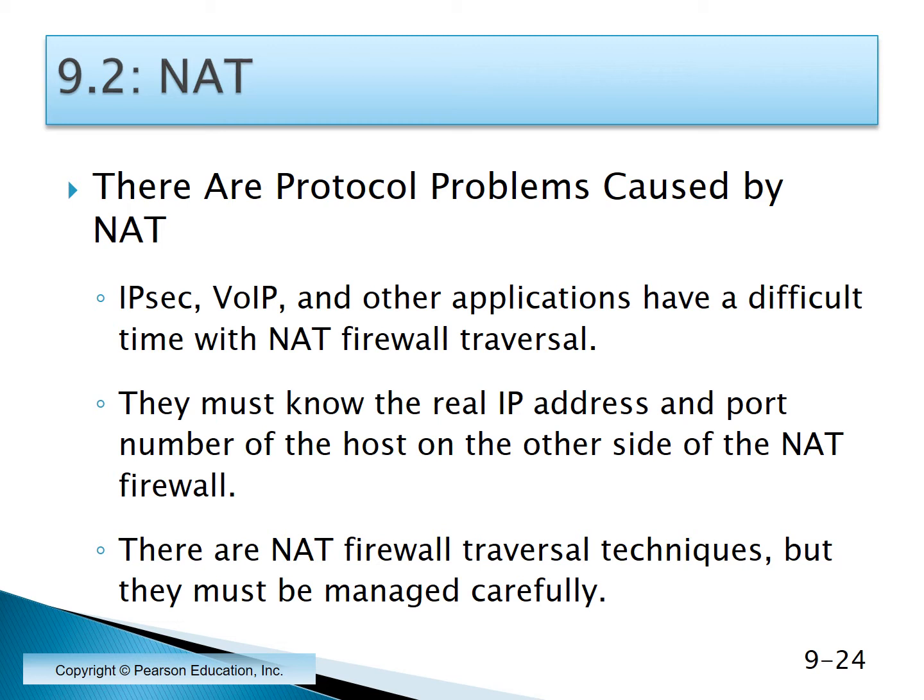There are some protocol problems caused by NAT. Some applications like IPsec, voice over IP, and others may have a difficult time with NAT firewall traversal. Some of these applications must know the real IP address and port number of the host on the other side of the NAT firewall based on their protocol requirements. If they are not known, then these applications find it difficult to work well. There are some NAT firewall traversal techniques, but they must be managed carefully. That's why when you are using NAT, sometimes some of these applications may not work very well, and you have to configure them correctly such that they can work. Just something that we need to pay attention to.